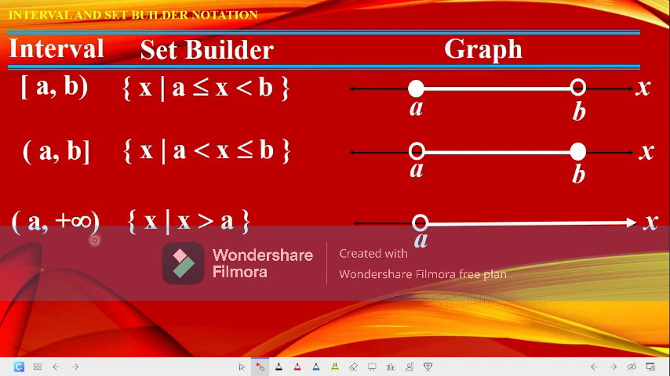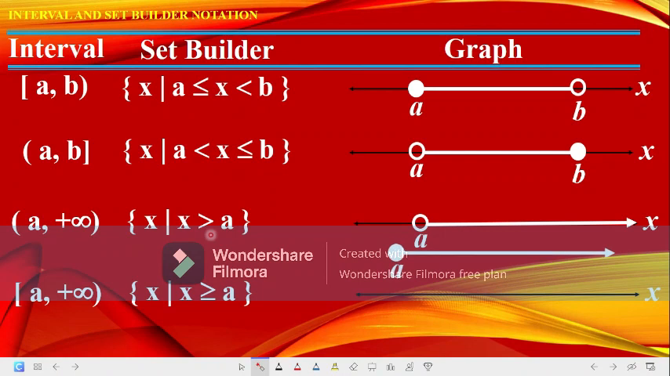For set builder notation, this is expressed as the set of all x's such that x is greater than A. If this is a solid circle, this must have an equal symbol. But since it's a hollow circle or open circle, we only have the set of all x's such that x is greater than A. Okay, let's proceed to the next example.